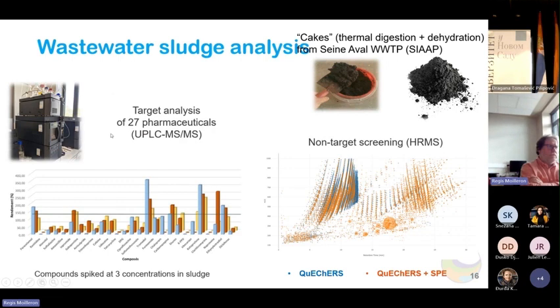In parallel, we also analyzed these samples for pharmaceuticals with the targeted analysis with typical quantitation with UPLC MS/MS. So that's a few results we obtained.